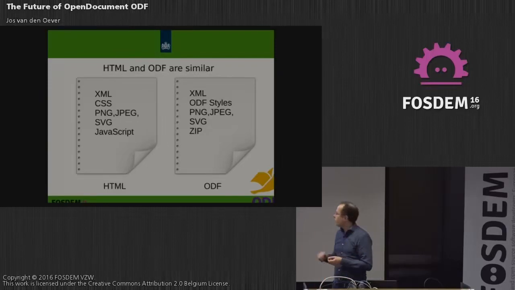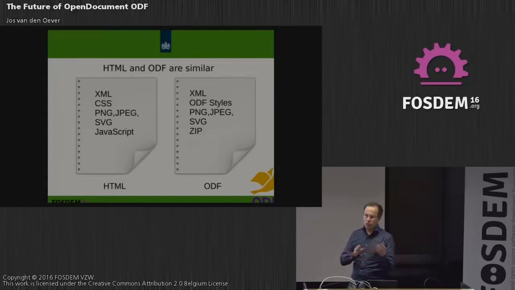There's styling involved, and the styling in HTML is done with CSS, but in ODF, it's done with ODF styles. ODF styles derive from CSS, so all the statements, like saying this font should be bold, or the alignment should be left or right, are taken from CSS. But what's added on top is named styles and automatic styles that can be applied to parts of the document. So it adds something on top of CSS to make it easy to work with CSS-type styling in Office documents. And for images, we use PNG, JPEG, and SVG, just like HTML does.